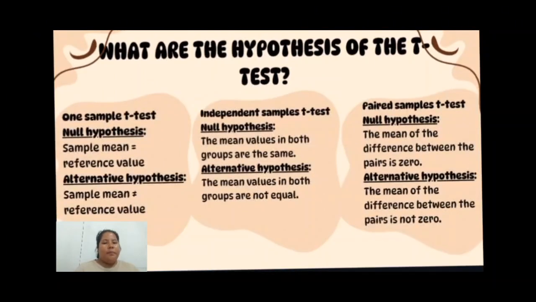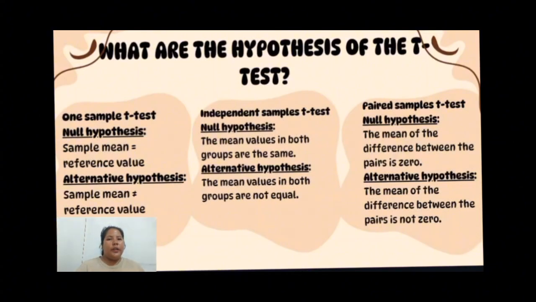What are the hypotheses of the t-test? In the one sample t-test, the null hypothesis is that the sample mean is equal to the reference value. The alternative hypothesis is that the sample mean is not equal to the reference value, so it differs from the reference value.